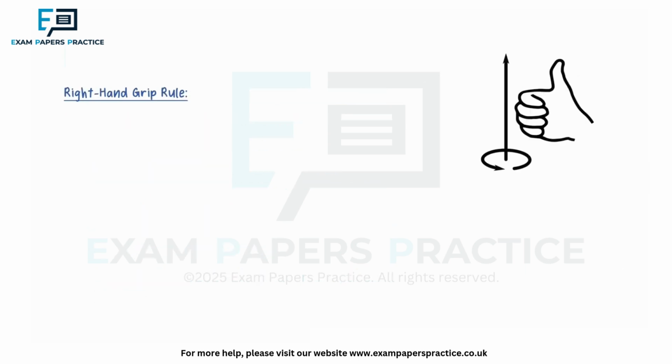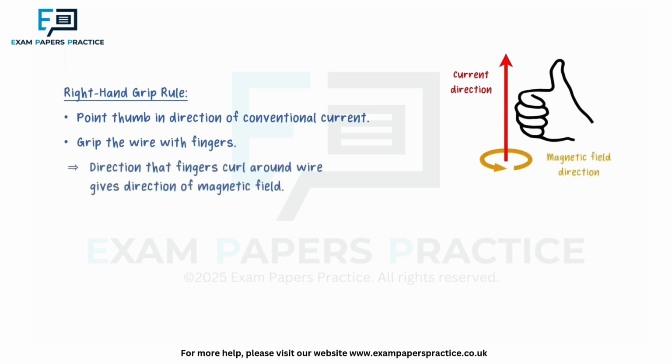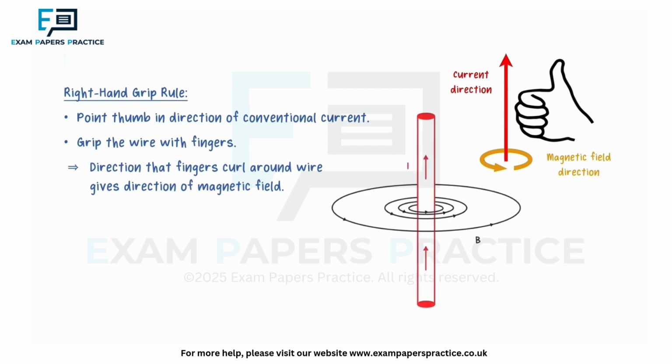The right-hand grip rule works as follows. Take our right hand and point the thumb in the direction of the conventional current. Imagine that we grip the wire with our fingers, then the direction in which the fingers curl around the wire gives the direction of the magnetic field. So when we have an upwards pointing current like in this image, the thumb will point upwards, and our fingers will curl anti-clockwise, indicating an anti-clockwise magnetic field.